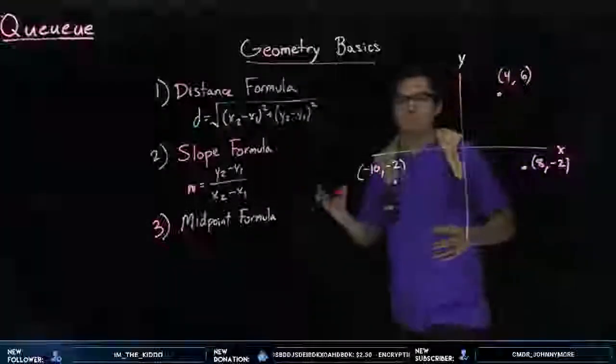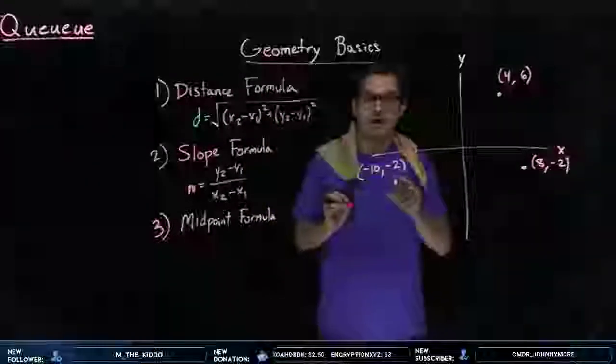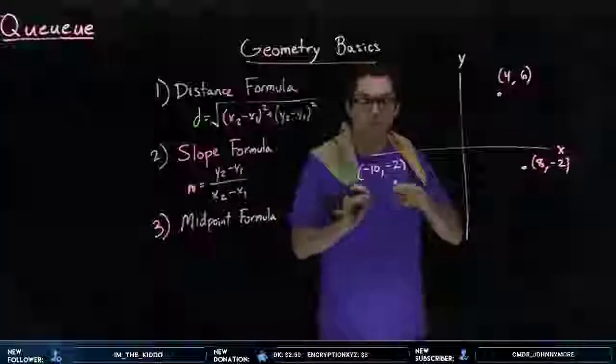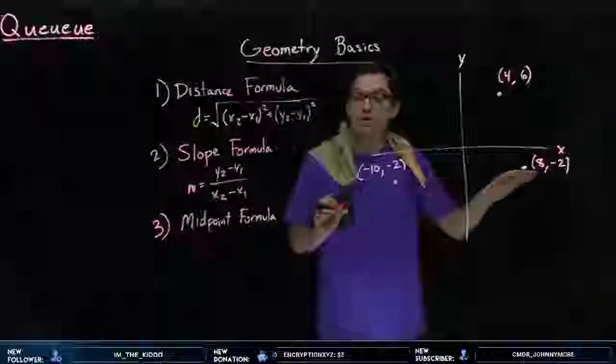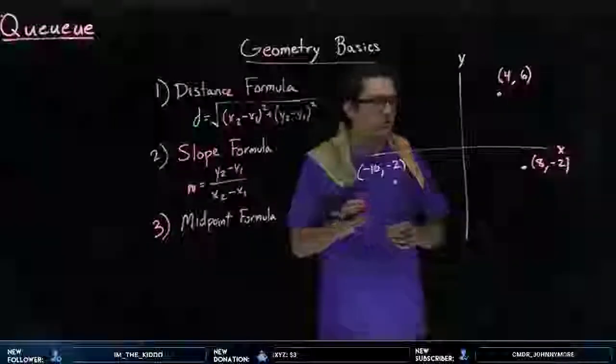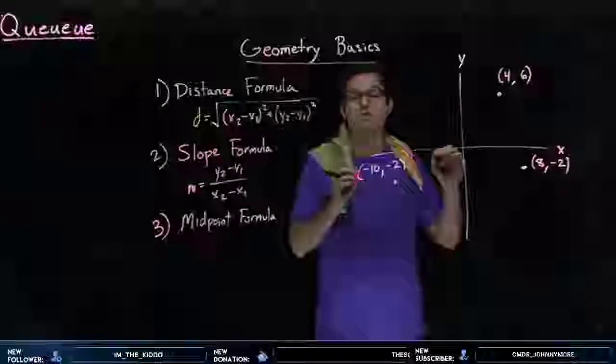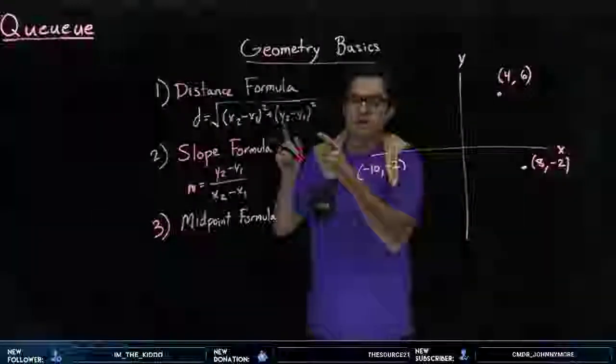One thing I didn't mention is that if you're trying to find the distance between 2 points that have one coordinate in common, like both of these have the same y value, you don't really need to use the distance formula because it's only their x values that are changing. So you could just simply do 8 minus -10, that's 18 units, that's your distance. It's only when you have changes in both x and y that you really need the distance formula.